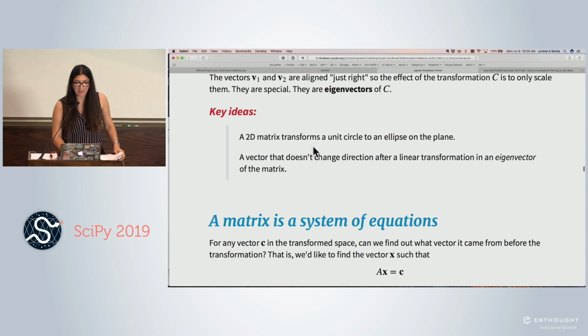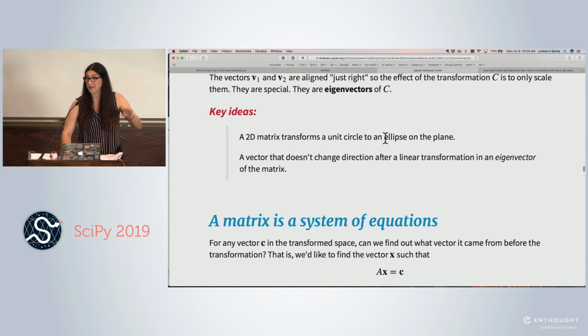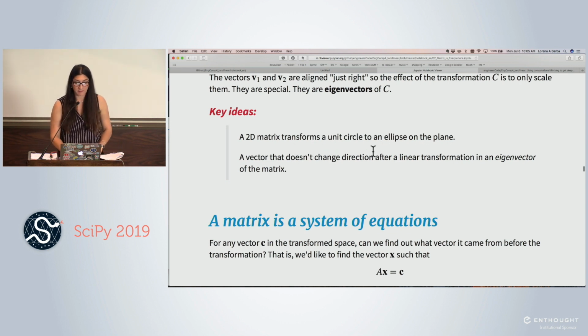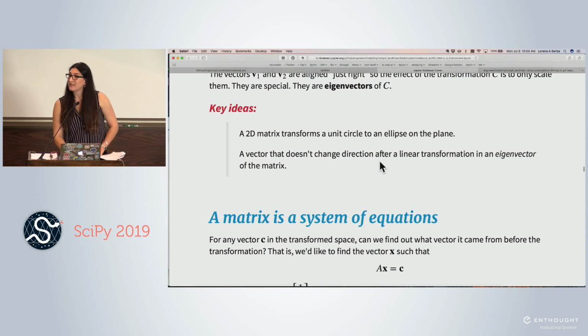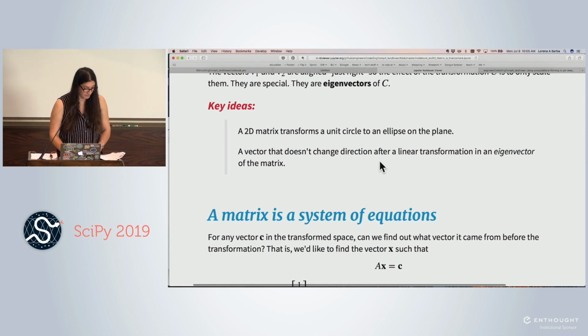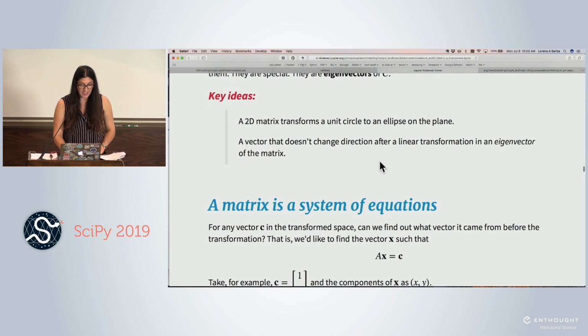So these are the key ideas. A 2D matrix transforms a unit circle to an ellipse, at least for the matrices we're looking at the moment. The vector that doesn't change direction after linear transformation is an eigenvector of the matrix. That is our second point of view of matrices. Our third point of view of matrices is going to be to look at them as creating a linear system of equations.